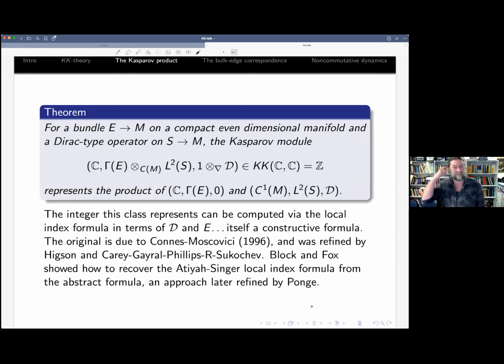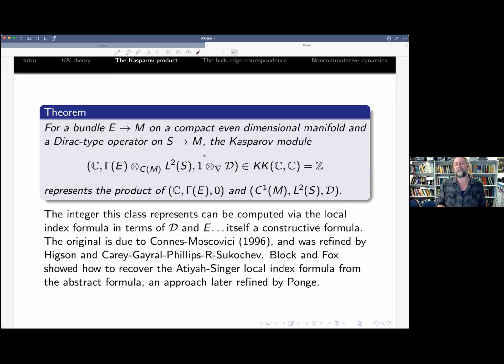So this is not much of a theorem, really. This is pretty easy to prove once you have this machinery. I'm just showing you that it can reproduce something else. If you've got a bundle on your compact even dimensional manifold and a Dirac type operator on S over M, then this product here does represent the product of the two things you started with.